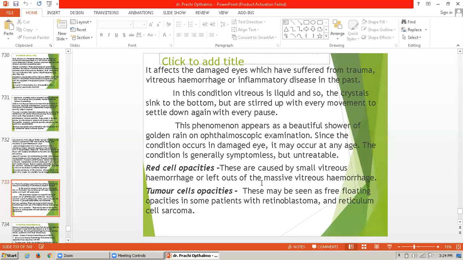Then red cell opacities. These are caused by small vitreous hemorrhage or are left over from a massive vitreous hemorrhage. Tumor cell opacities may be seen as free floating opacities in some patients with retinoblastoma and reticulum cell sarcoma.